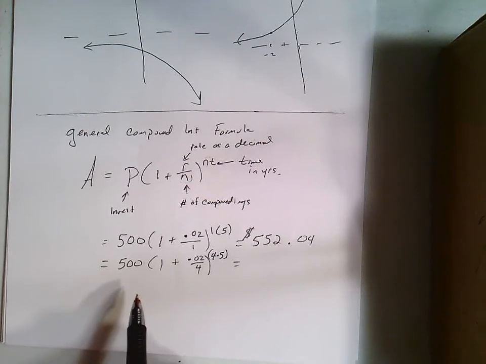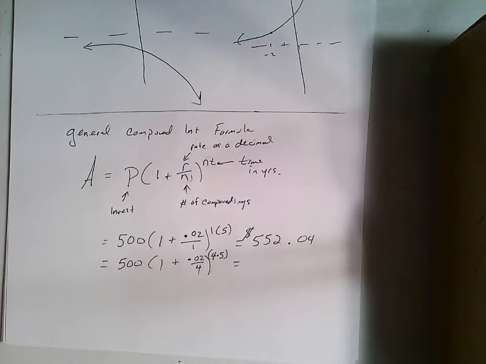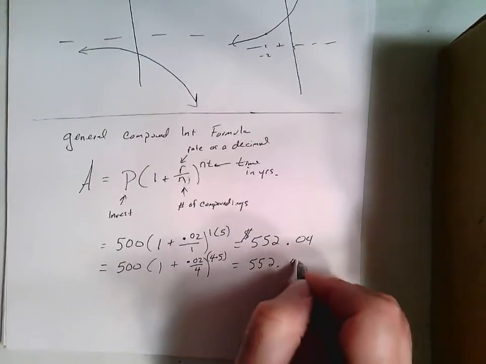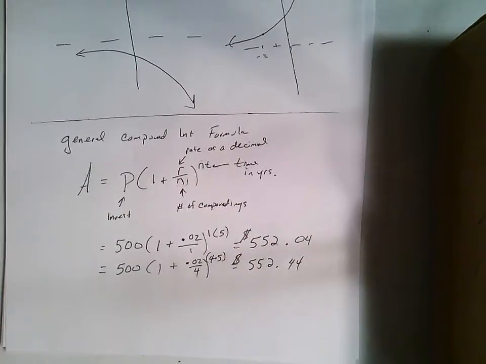So when we do this calculation, you've got to be careful how you enter this into your calculator. We have 500 times 1 plus 0.02 divided by 4, close parenthesis, to the 20th power. And now we're at 552.44. So we made a whole 40 cents more.